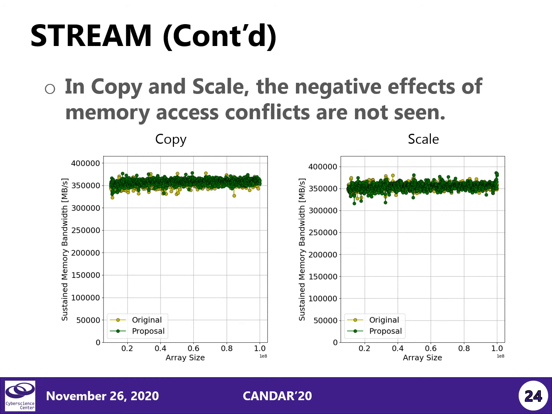This slide shows the evaluation results of the copy kernel and scale kernel. The x-axis shows the array size, and the y-axis is the sustained memory bandwidth. The yellow point shows the performance of original Kokkos, and the green point shows the performance of our implementation. In both kernels, there is no negative effect of memory access conflicts. So these kernels don't need a proposal. It's a good result for vector engine users.